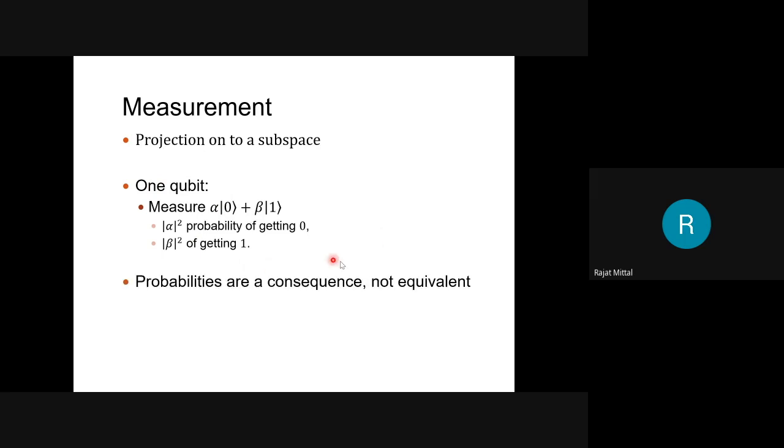Right, and this point I have harped on multiple times. This alpha 0 plus beta 1, where I get 0 with probability alpha square and 1 with probability beta square, is a consequence. It is definitely not equivalent to this state. Alpha 0 plus beta 1 is not equivalent to being in 0 with probability alpha square and being in 1 with probability beta square.